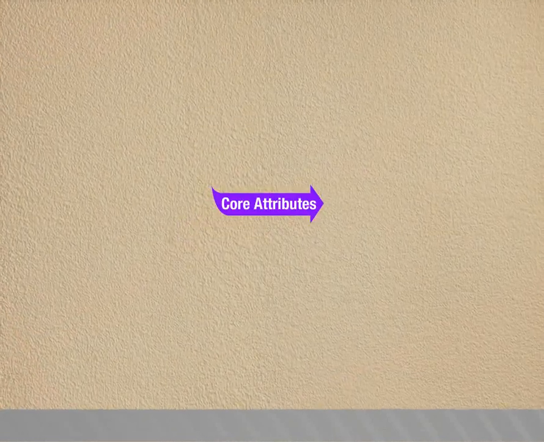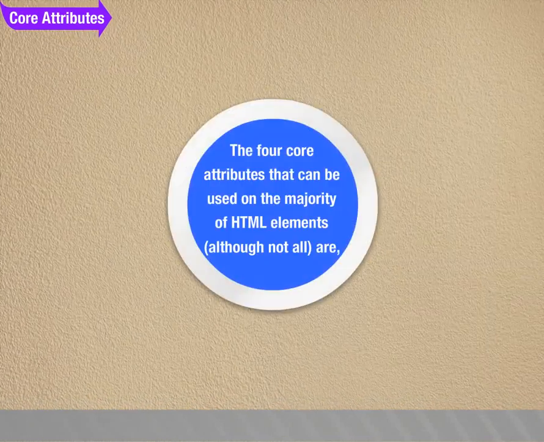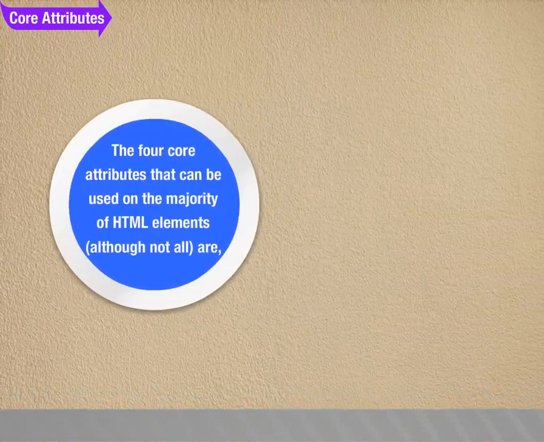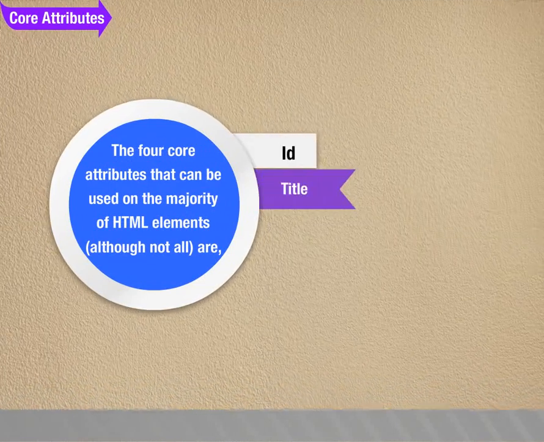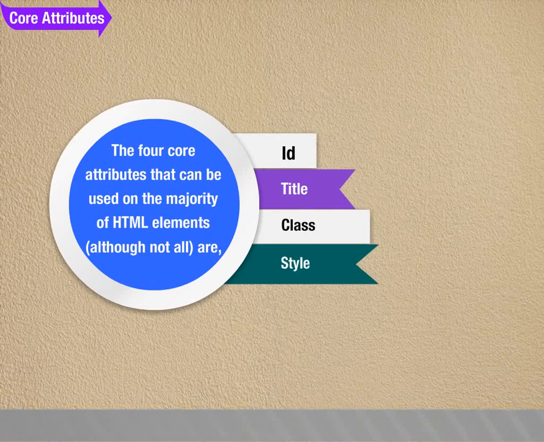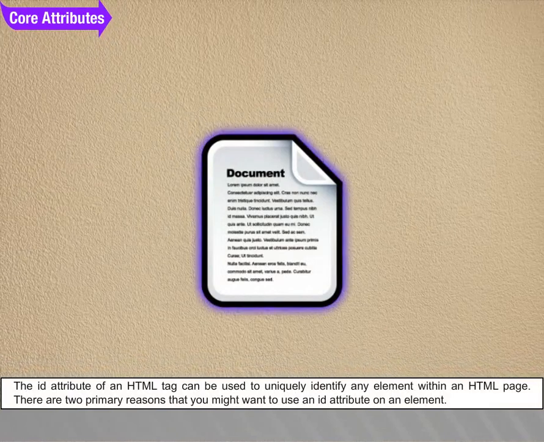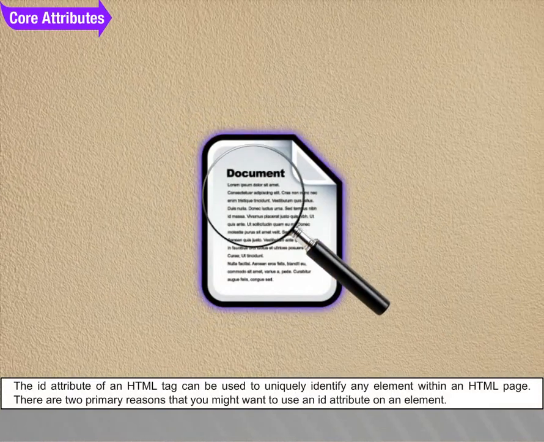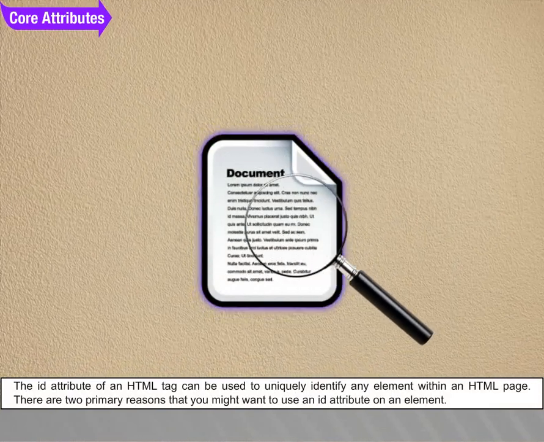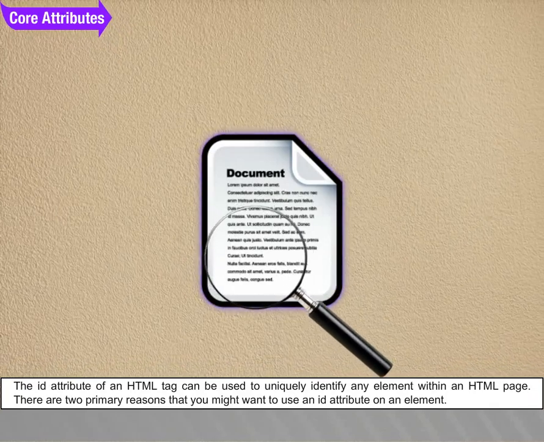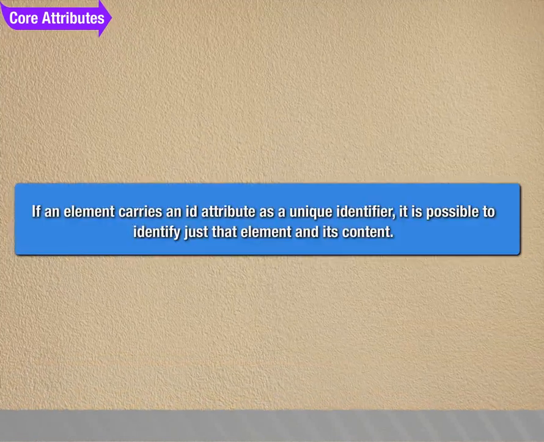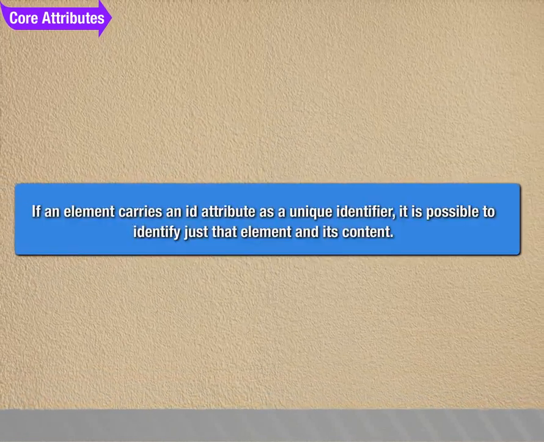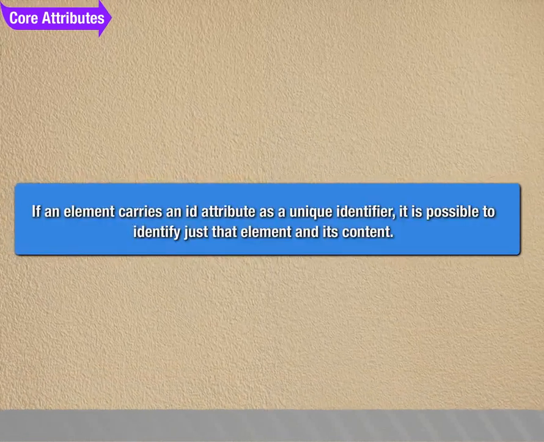Core attributes. The four core attributes that can be used on majority of HTML elements, although not all, are ID, title, class, style. The ID attribute of an HTML tag can be used to uniquely identify any element within an HTML page. There are two primary reasons that you might want to use an ID attribute on an element. If an element carries an ID attribute as a unique identifier, it is possible to identify just that element and its content.